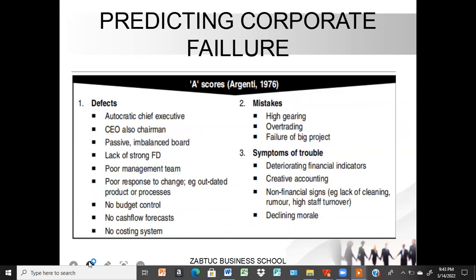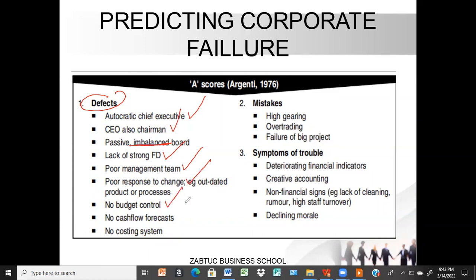Are we able to predict corporate failure? Yes. From the companies that have failed, we can learn something. What are some of the lessons that we can pick from companies that have failed? Companies that have failed have exhibited these defects. An autocratic CEO, a CEO who is also the chairman. The board, which is not balanced. You don't have a strong finance director. Poor management team. Failure to respond to change.